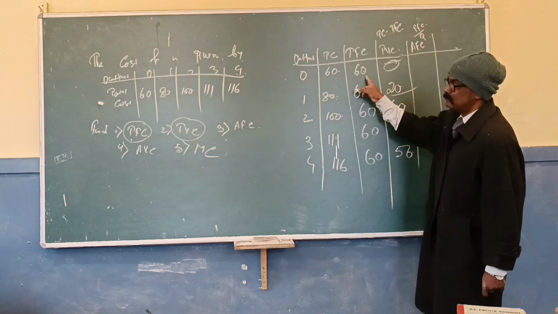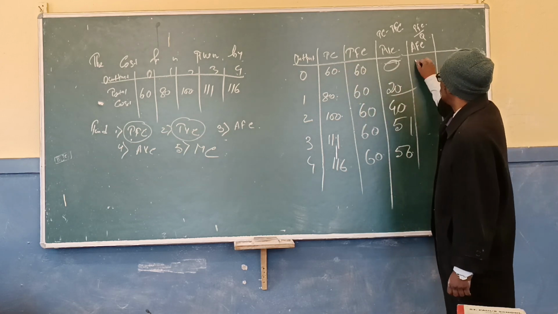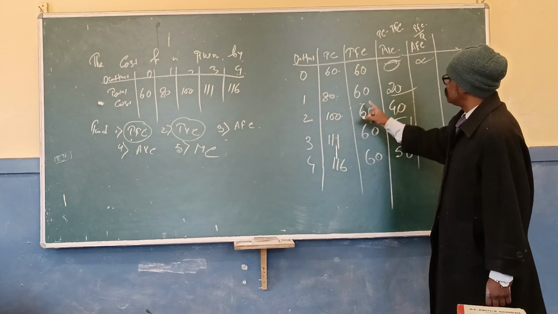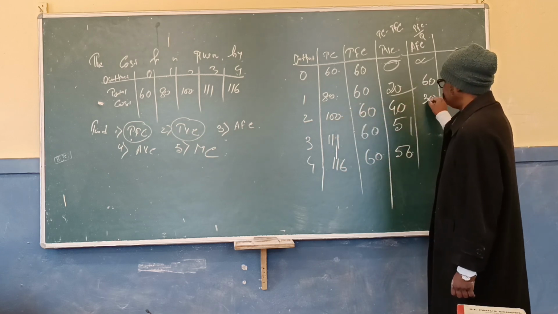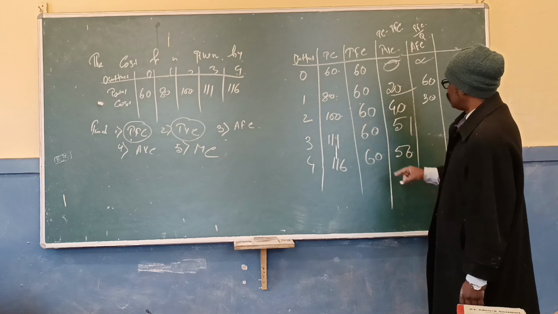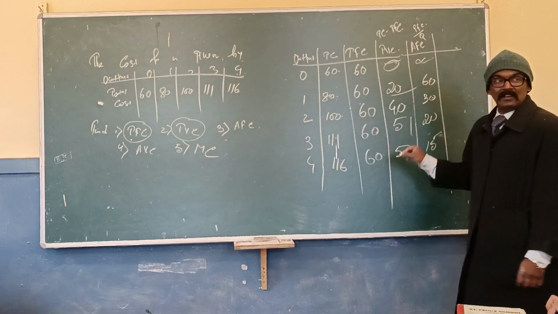So what is the TFC? 60. By this one is required, so you don't have to do this again. Is it okay? Next one? 60. Next one? 30. Next one is how much? 20. Next one? Are you understanding?